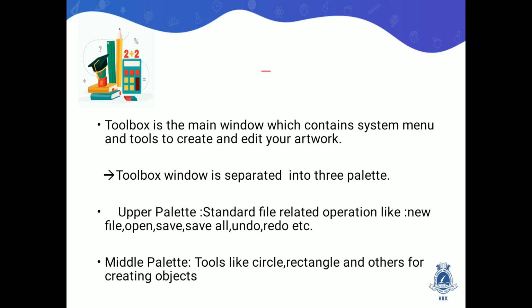In the middle palette, meaning the middle section, there are different types of tools which are used for creating different objects in the canvas area. Tools like circle, rectangle, star, and polygon are there for drawing and creating different objects, or if you want to manipulate or give movement to the object, these tools are there in the middle palette. Now we go to the third palette, the lower palette, meaning the third section.